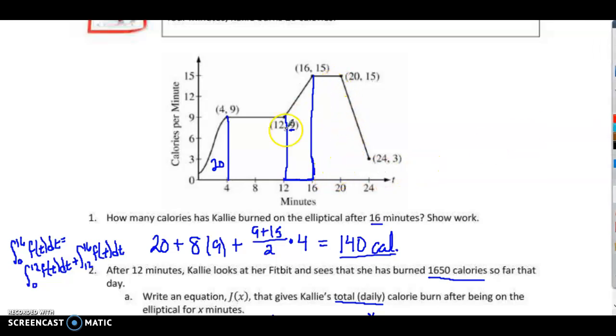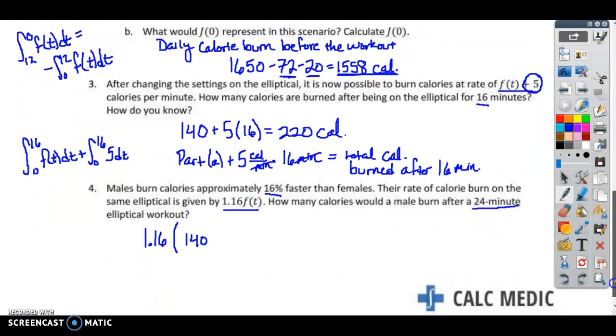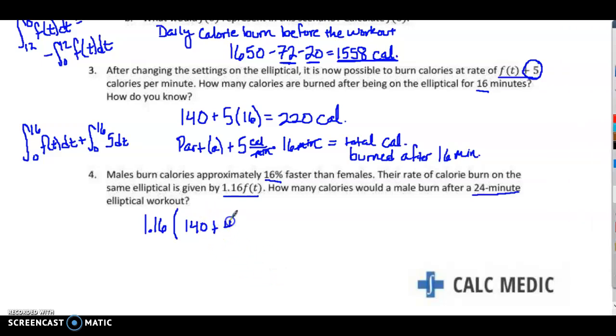So we've got 140 calories from here to here. So we've already said this is 140 calories burned. Now we've got another rectangle. The height there is 15. The distance between these two is what, 4 minutes. So that's going to be 4 times 15. We'll bring that on down. So plus 4 times 15 plus, well, we got another trapezoid.